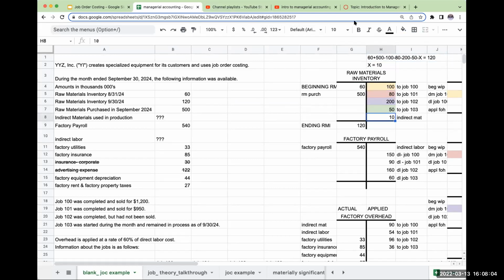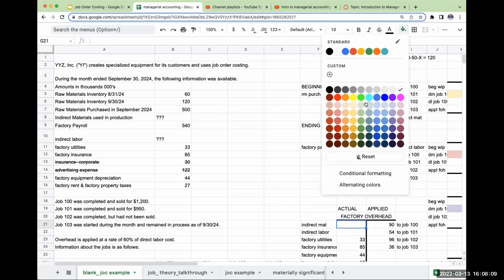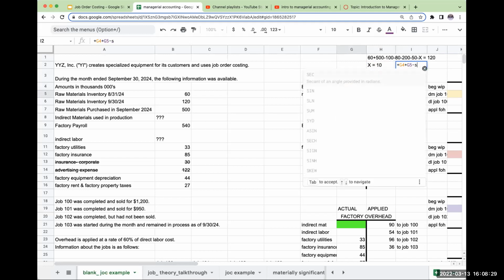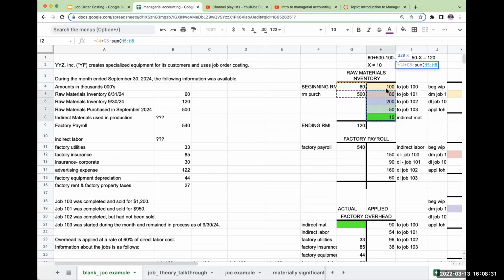So over here, and this is what we call our indirect materials. Okay, so I want to make sure though that my numbers work. Let's make sure. 60 plus 500 plus 100 plus 80 plus 200. Oh, yikes, hold on. Let's try this again. 60 plus 500 minus these values over here gives me 120. So I know I've done that correctly. So my indirect materials are going to be 10.